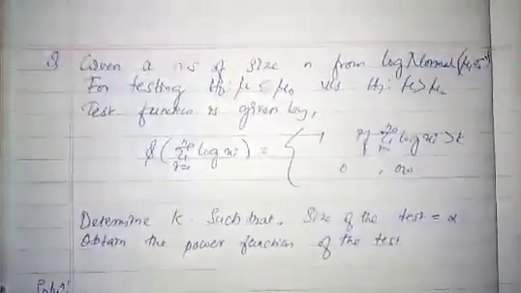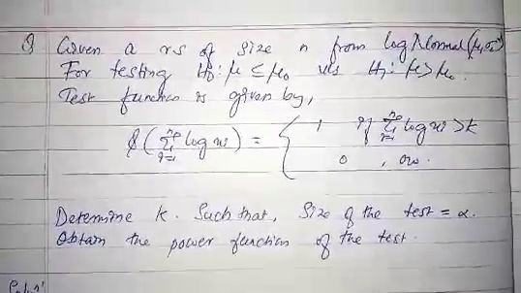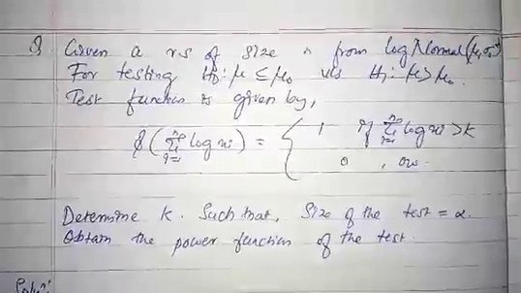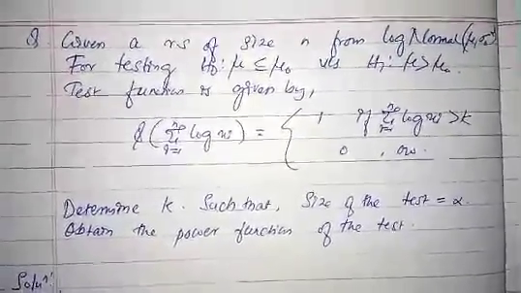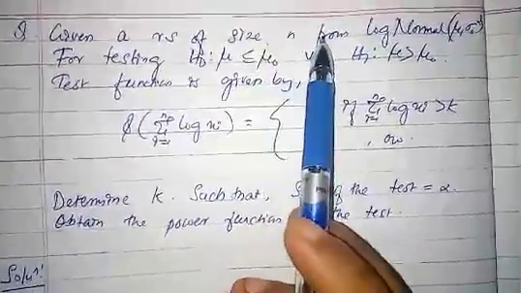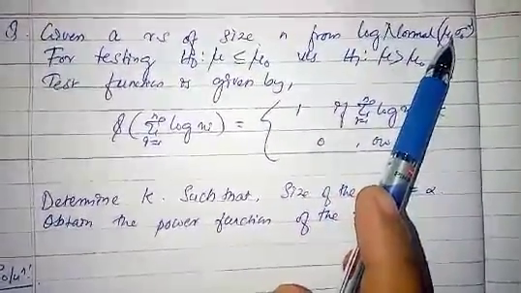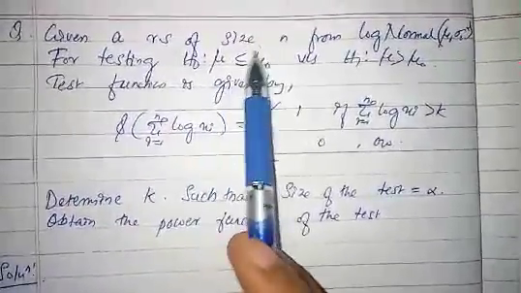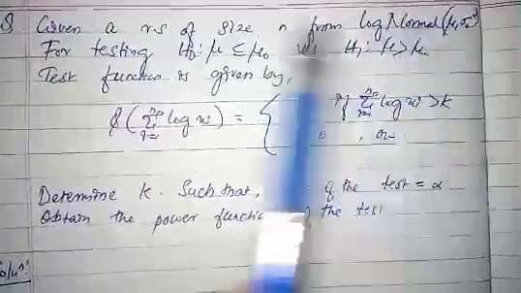Welcome. Today we are going to discuss size of the test and power function of the test for log normal distribution and also one discrete distribution. Okay, here the question is: given a random sample of size n from log normal with mean mu and variance sigma naught square distribution. For testing H naught, mu is less than or equal to mu naught versus H1, mu is greater than mu naught.